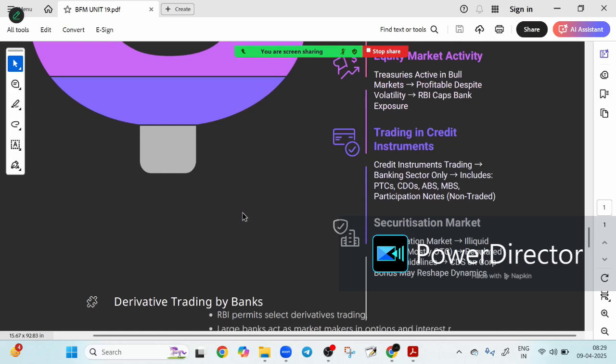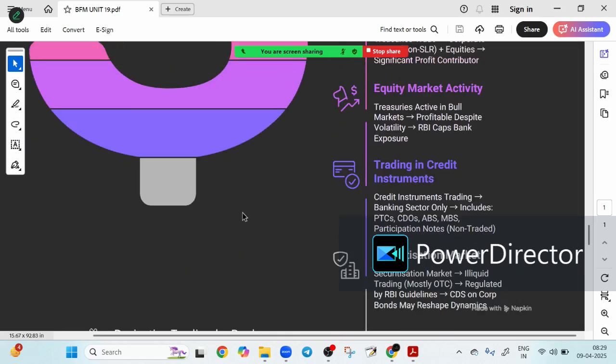Then we have something called trading in credit instruments. What is the meaning of trading in credit instruments? Basically, it means spreading the net wider. This includes trading in CDs, certificates of deposit, commercial paper, and NCDs, non-convertible debentures.